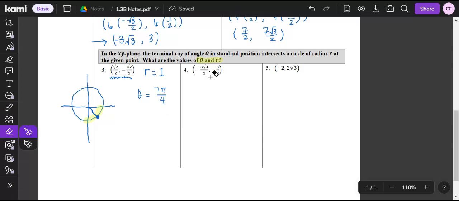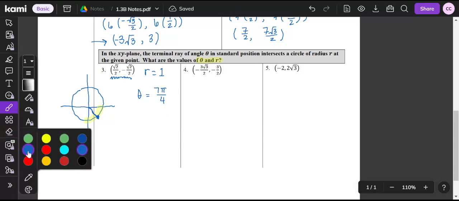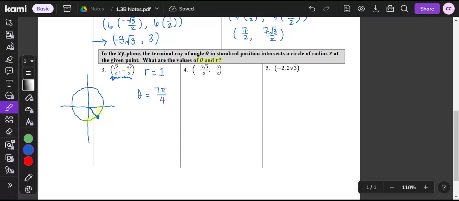Okay, looking at this next one. Same thing, you're going to try and find something about the coordinates that looks familiar. So if I pay very close attention, I see that this is root 3 over 2. And I can rearrange this real quick. I've got negative 3 times root 3 over 2, and then I've got negative 3 times 1 half.